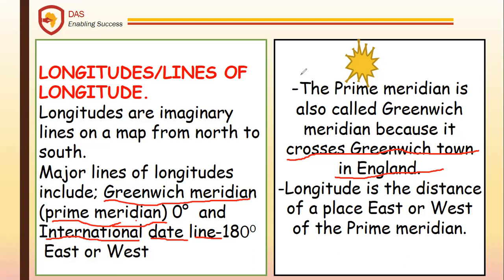All lines of longitude have another name, which is meridians. Okay? Lines of longitude are also called meridians. That's why the major line of longitude is called the prime meridian. So a general name for all lines of longitude is meridians. Clear?